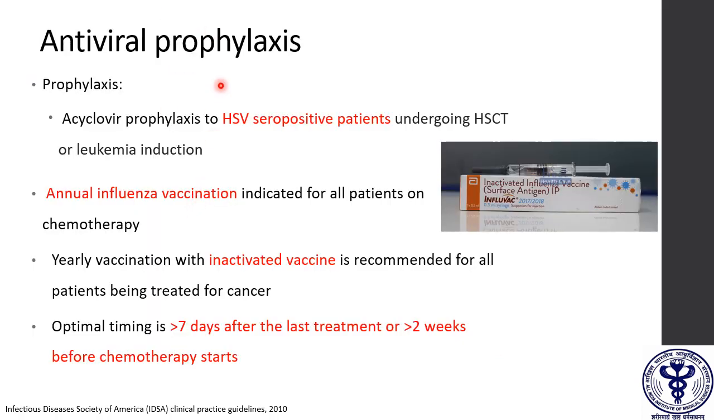Antiviral prophylaxis: acyclovir prophylaxis is only to be given to those who are HSV seropositive. Mostly we have to think about vaccinating them. Annual influenza inactivated vaccine is recommended for all patients being treated for cancer, and the timing here is important. It's more than 7 days after the last treatment or more than 2 weeks before the chemotherapy starts.